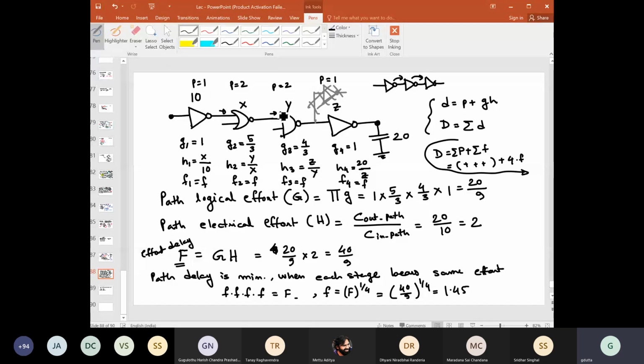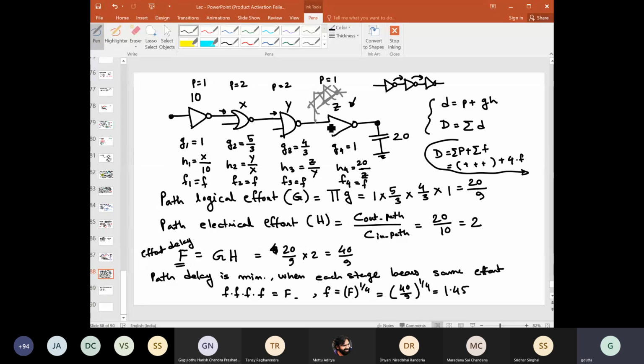The output capacitance is nothing but Y, but till now we don't know the value of Y. But if we first focus on this, we know the value of this output capacitance, which is 20 for this case, right? So we know the C out, we know the value of G, which is 1. We know the value of F, that we have already found, 1.45. So here everything is known, right?